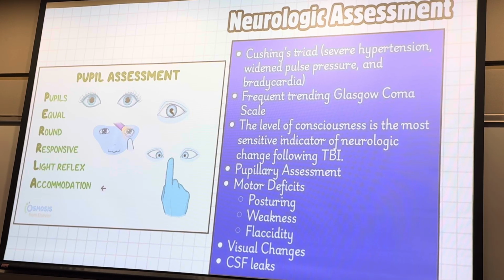Visual changes, and then CSF leaks. How do I know if it's a CSF leak? Send it to the lab. Okay. I've got a real simple test. I don't even have to send it to the lab. I could taste it, couldn't I? I would hope not. It's sweet. It's like glucose. It has a yellow tinge to it, but there might also be some blood as part of it as well. But back in the old days, they used to taste it. It has a high sugar content.